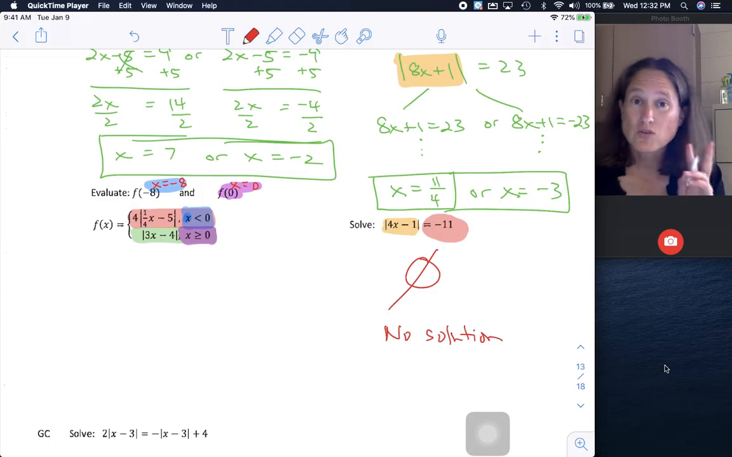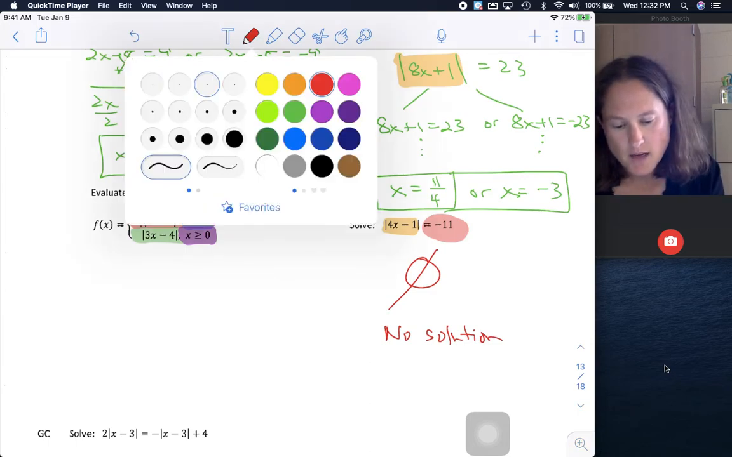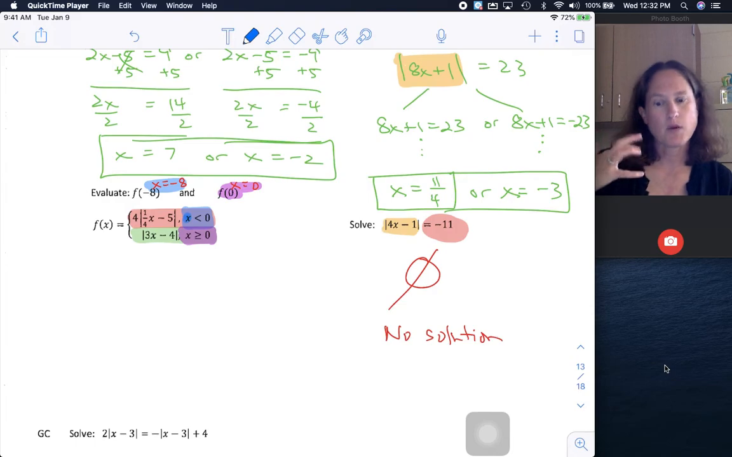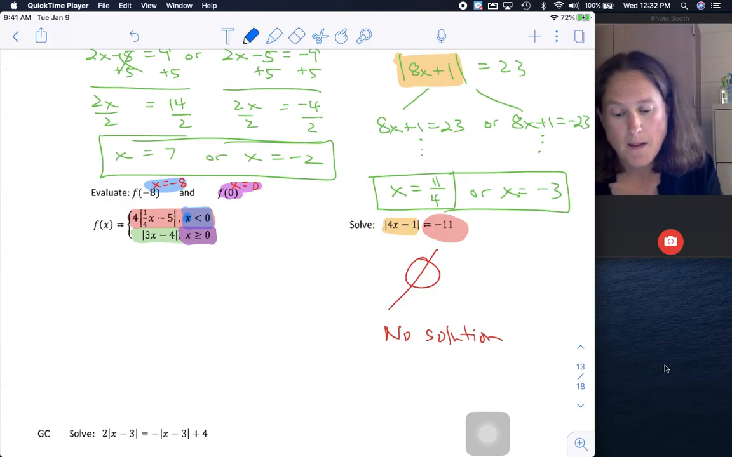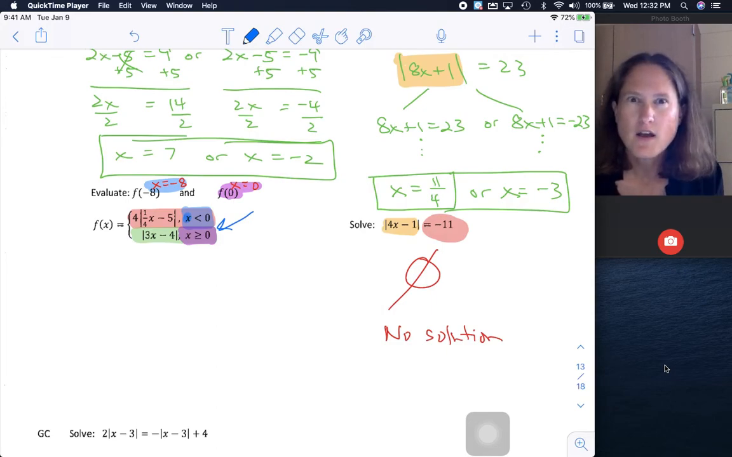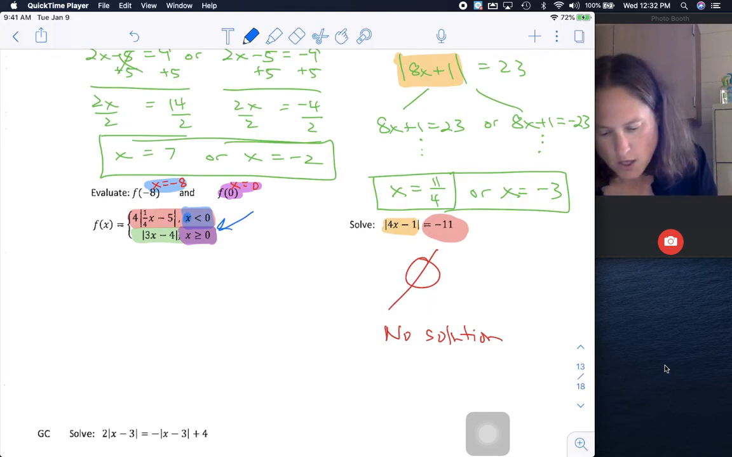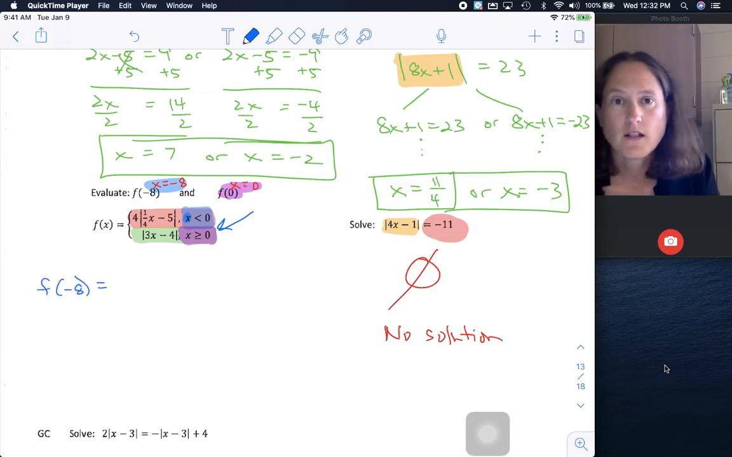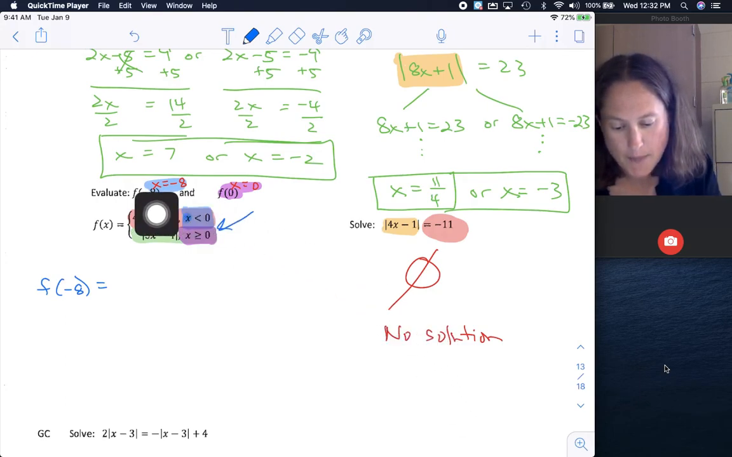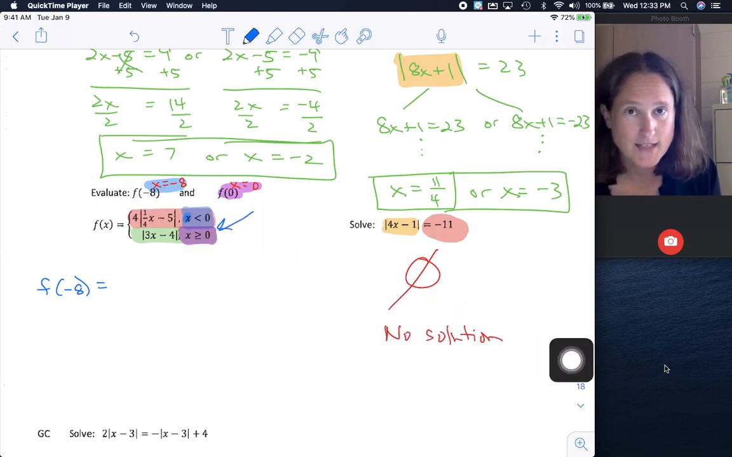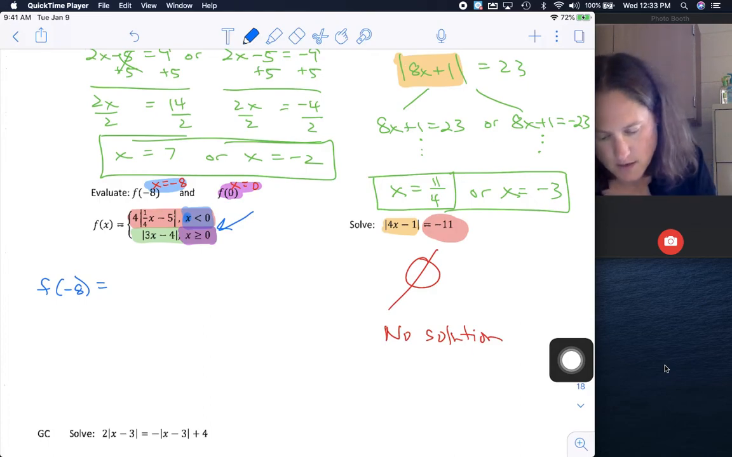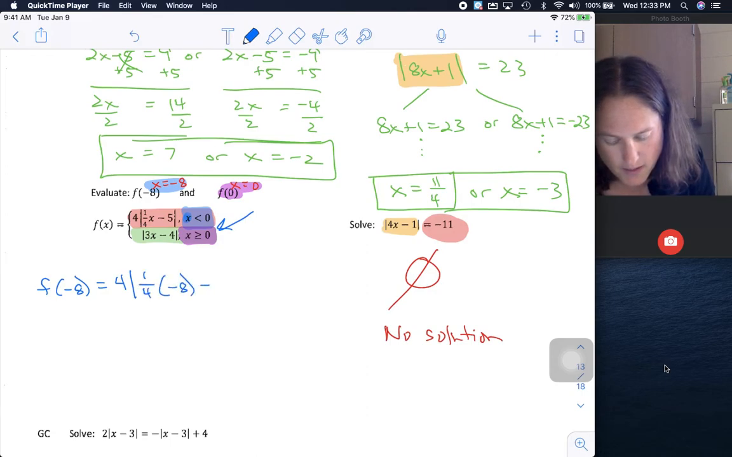So I'm going to plug 2 different numbers in, one to the top and one to the bottom. And I determine that based on what's at the end here. So pay attention to those intervals, the inequalities that tell you those values. So for f of -8, that's going to be the very top equation, because x is less than 0 and -8 is. It's going to be 4 times the absolute value of 1/4 times -8 minus 5.